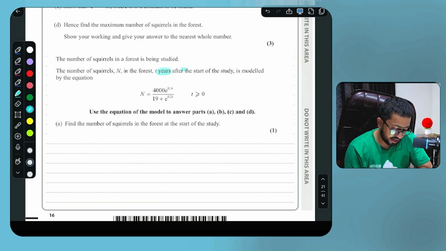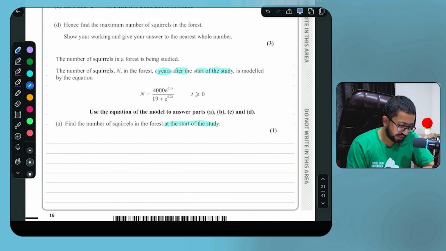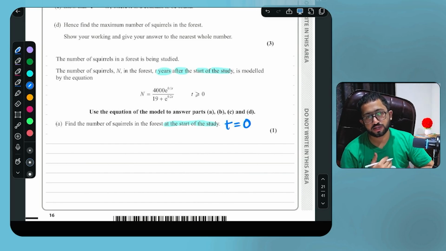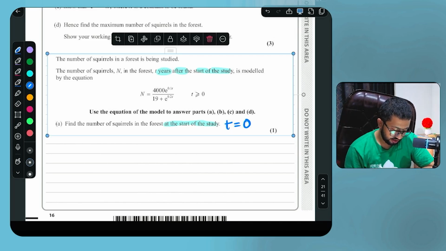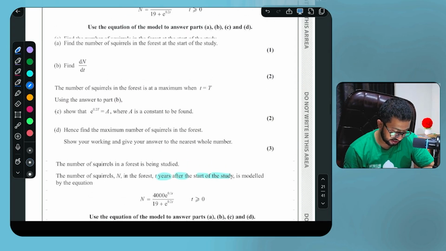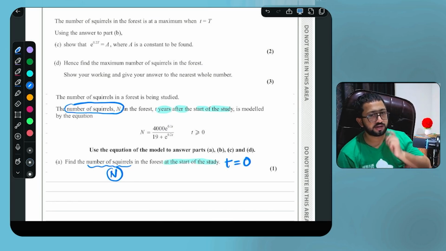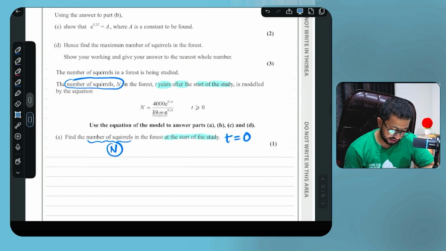So t years will count after the start of the study. Exactly at the start of the study, t will be 0. T years obviously will be 0 at the start of the study. After that, t will count 1, 2, 3, 4. So what I want to find is the number of squirrels, which is represented by n, as you can see. I want to find the n value. So put t equal to 0 and get the answer.